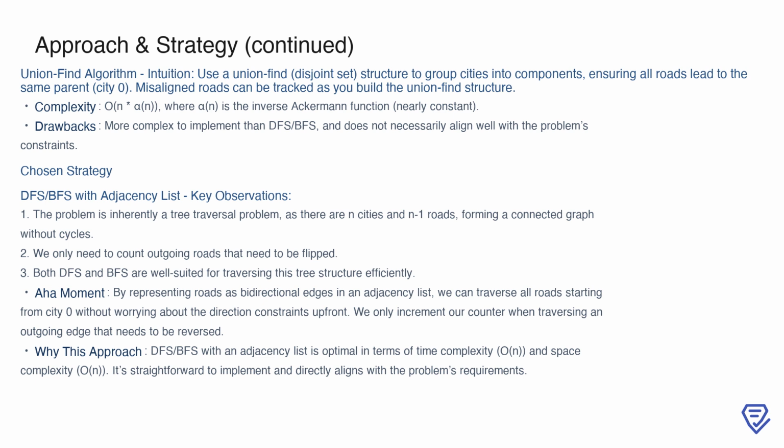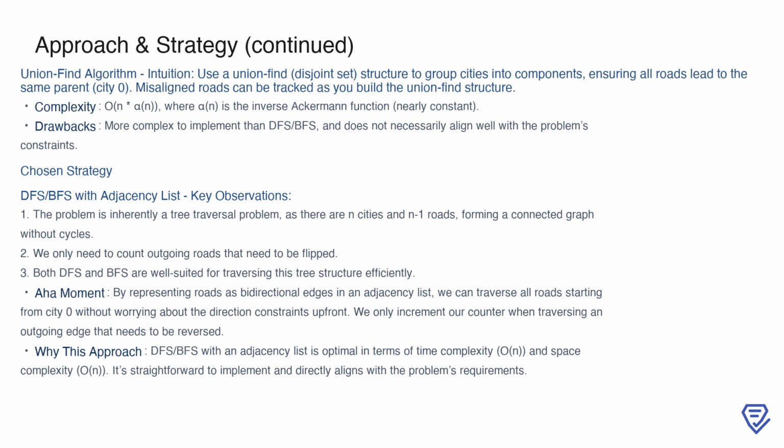does. Given these considerations, we chose the DFS or BFS approach with an adjacency list as our strategy. This decision was based on several key observations. First, the problem is fundamentally a tree traversal problem, given that the graph is connected and acyclic with n cities and n-1 roads. Second, our main task is to count outgoing roads that need to be flipped, and this aligns perfectly with DFS or BFS.